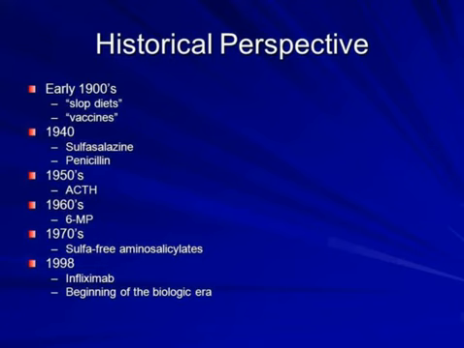In the 1950s, ACTH was discovered, and so that really ushered in the era of steroid use for Crohn's. And in the 1960s, 6-MP and azathioprine became available. In the 1970s, sulfa-free aminosalicylates were developed, and as I said, it wasn't until 1998 that infliximab became available for treatment of Crohn's, really starting the beginning of the biologic era. So when you look at this from a historical perspective, you can see that up until very recently, most of our treatment was pretty nonspecific, and it's only recently that it's become more targeted.